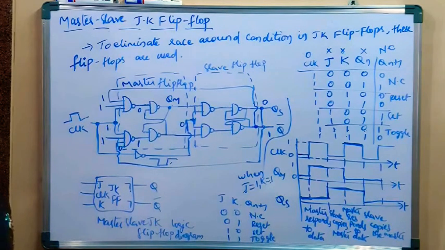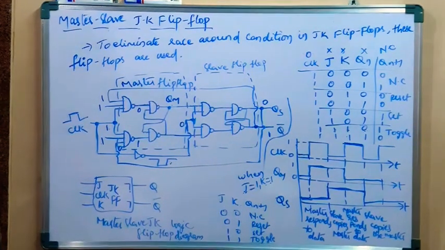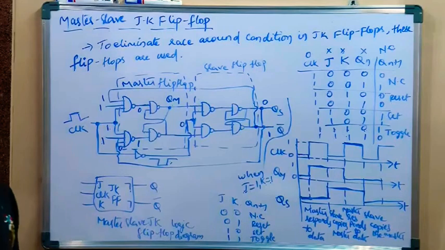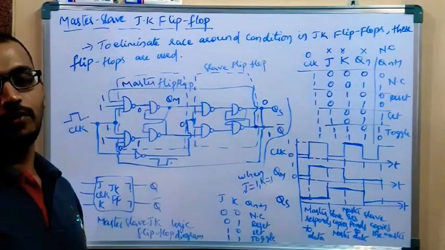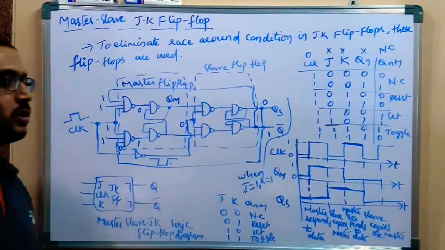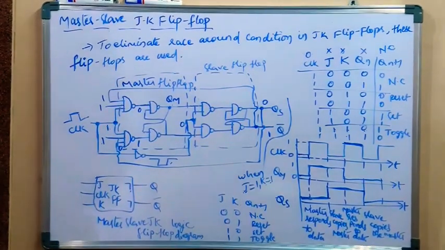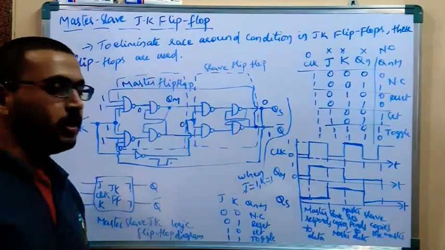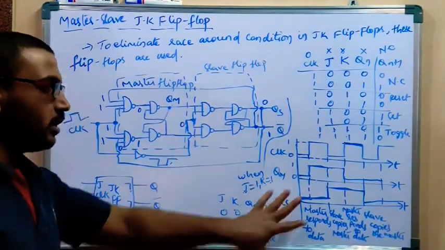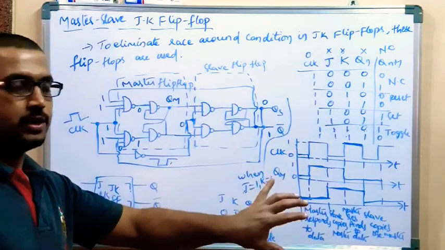In order to make the flip-flop work in toggle mode, we use master-slave flip-flops. In order to eliminate the race around condition and to make the flip-flop work in toggle mode, master-slave flip-flops are introduced. By using master-slave flip-flops, the race around condition in JK flip-flop will be eliminated. Simply, the drawing of waveforms is very easy.